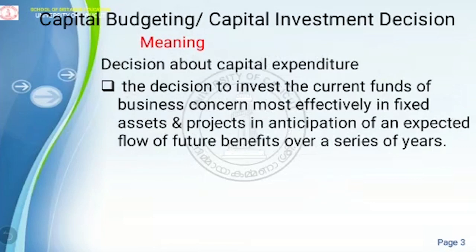So before that we have to discuss the meaning of capital budgeting. Capital budgeting or capital investment decision relates to the decision about capital expenditure. That is the decision to invest the current funds of the business concern most effectively in fixed assets and projects, in anticipation of the expected flow of future benefit over a series of years. Simply, it is the decision about whether to invest in a project or not.